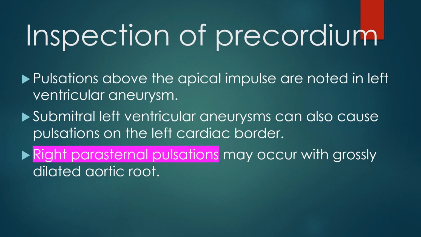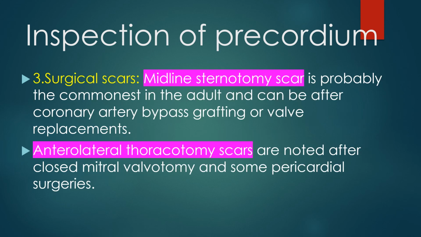Pulsations above the apical impulse are noted in left ventricular aneurysm. Submitral left ventricular aneurysm can also cause pulsations on the left cardiac border. Right parasternal pulsations may occur with grossly dilated aortic root. Third category is surgical scars.